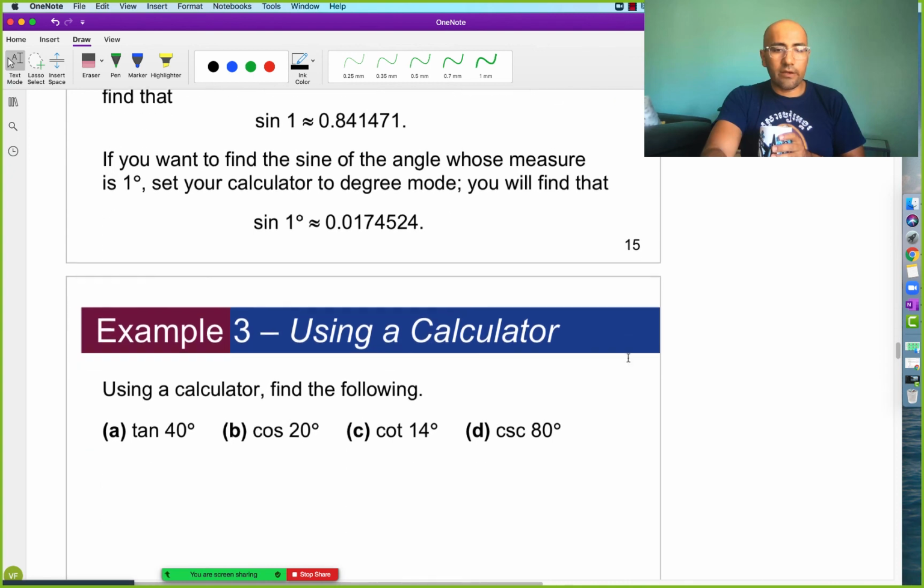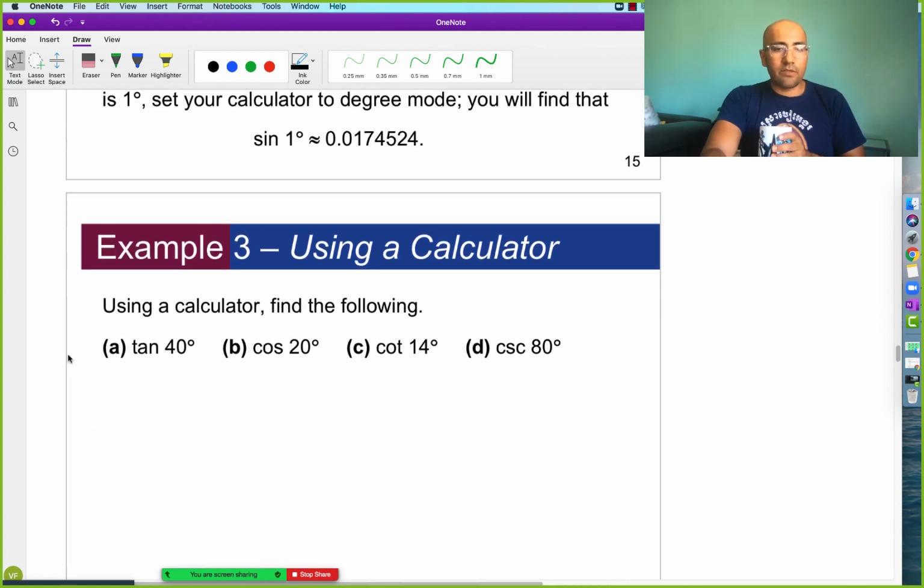And we'll use our calculator now to be able to figure out some of these things. Okay, so tangent of 40 degrees, cosine of 20 degrees, cotangent of 14 degrees, and cosecant of 80 degrees. Okay, so tangent of 40 degrees. Let's go to our calculator.